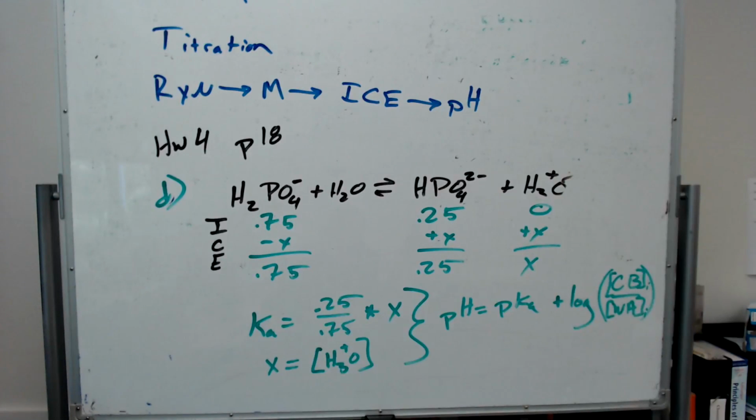Now we're getting way ahead of class. We're not doing that till Friday. But that defines the buffer range, pKa plus or minus 1. It essentially says, if we want to use these shortcuts, we have to be someplace where the approximations work. So we're going to limit ourselves to this buffer range where the approximations work, pKa plus or minus 1.